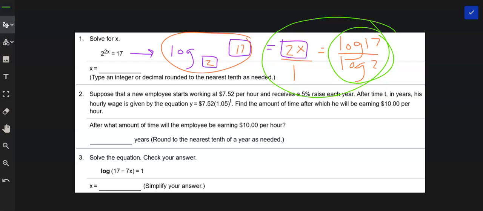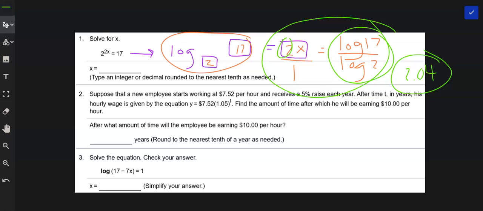4.087, and then we divide that by 2, right? Because in order to get rid of that 2, we would have to divide by 2. So it should come up with 2.04, approximately. 2.04 for your final answer for question 1. Okay.